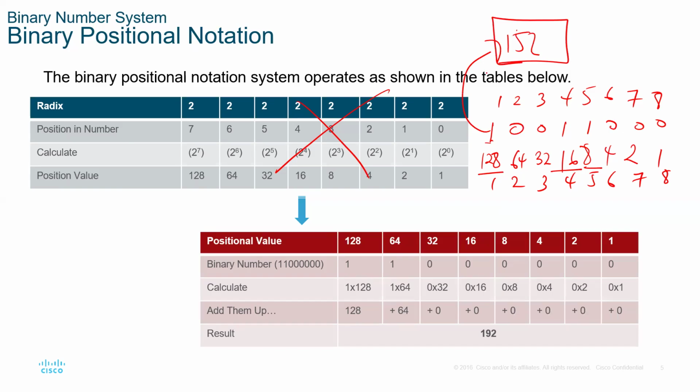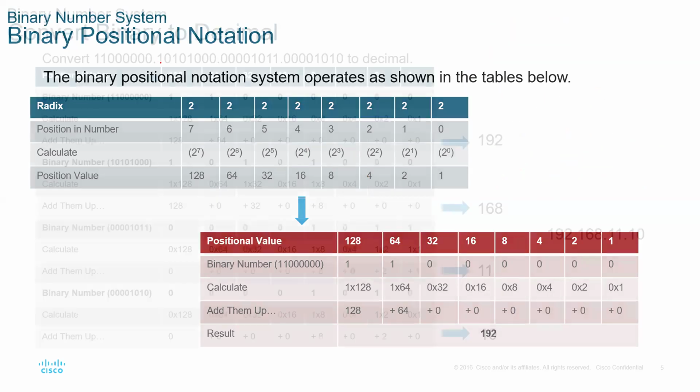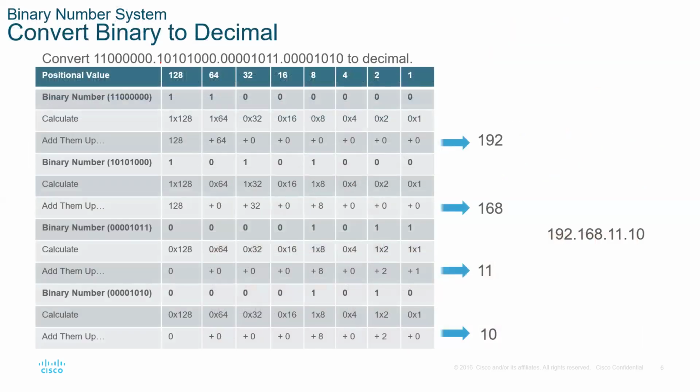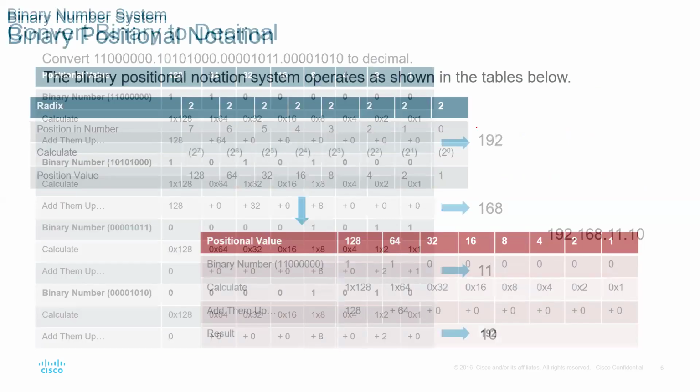And that summarizes how you convert from binary to decimal using the binary positional notation. Let's continue with the other slides. I think we're going to be repeating this a lot. Right, let's try to convert this one. We have already converted this one. That is 192. I know it. Let's try to convert this one using the binary positional notation.